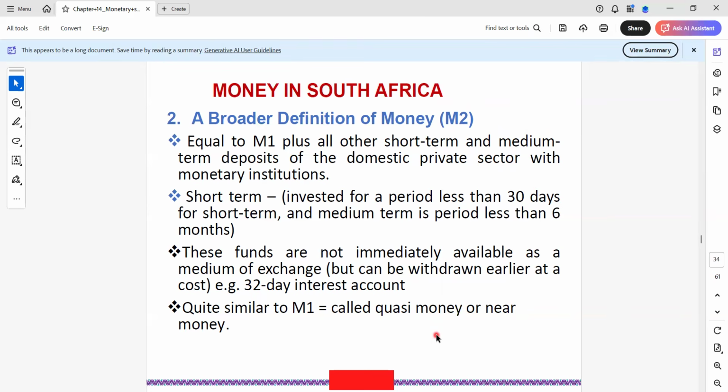So for this part, you just have to know that M2 is a broad definition of money simply because you have to also add M1, right? And M2 would consist of M1 plus your short-term deposits, which are basically the money that you've invested for less than 30 days, and your medium-term deposits, which is money that has been invested for less than 6 months. It's also called cost money or near money.